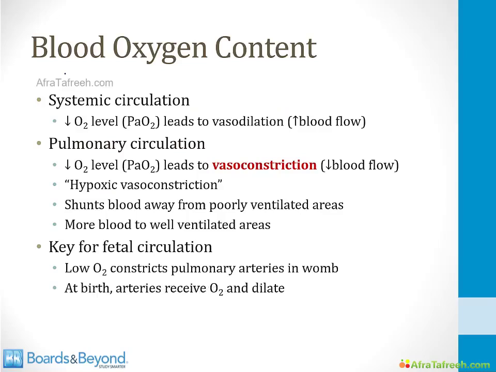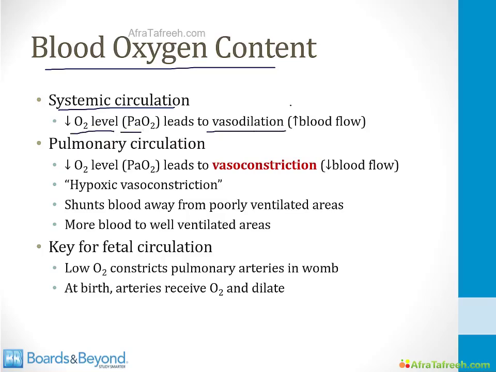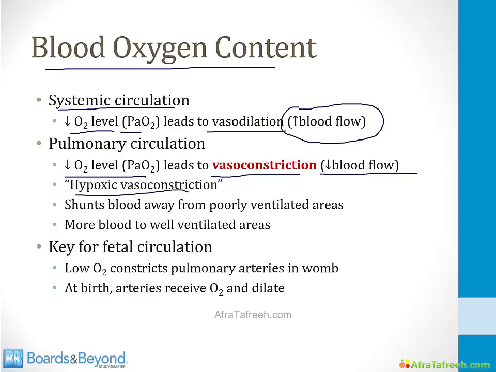The pulmonary circulation responds differently to changes in blood oxygen content from the systemic circulation. In the systemic circulation, if there's a low oxygen level, a low PaO2, this is going to cause vasodilation of blood vessels, and the idea here is that tissues want to increase blood flow to bring more oxygen in when they sense that there is hypoxia. In the lungs, it's the opposite. When there's a low oxygen level, this leads to vasoconstriction. Low oxygen levels are directly sensed by smooth muscle found in the pulmonary vessels, and this cuts off blood flow. This is called hypoxic vasoconstriction.